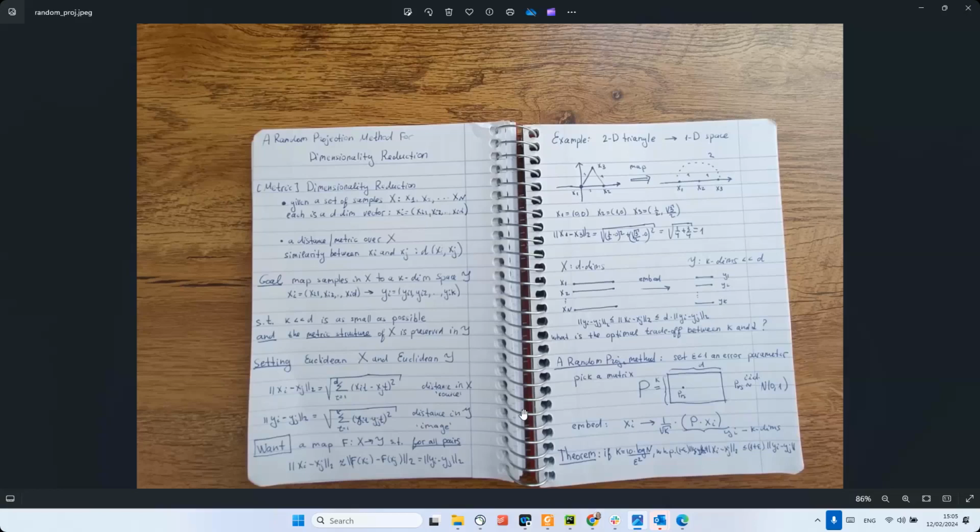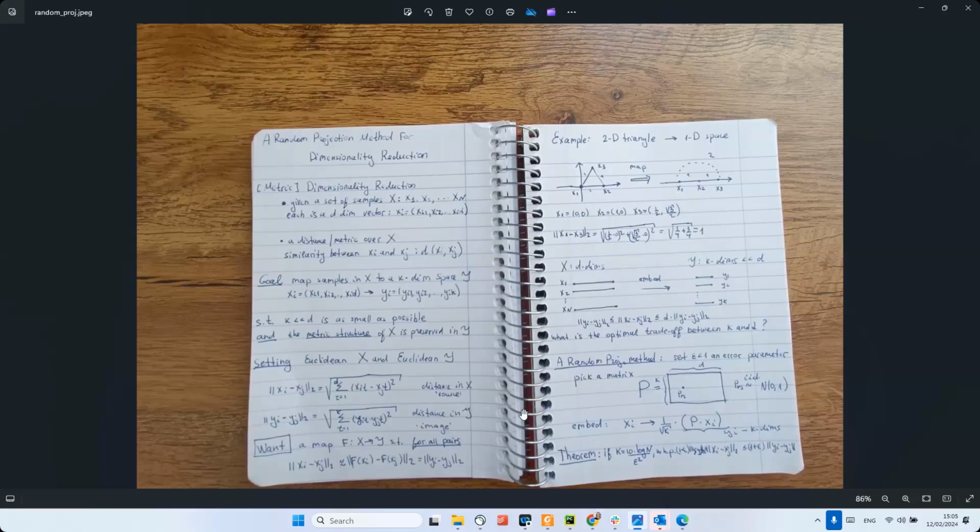And what's the goal of dimensionality reduction? The goal, of course, is to find a map or function that maps the points in X into a k-dimensional space Y, meaning that we want to map d-dimensional vectors into k-dimensional vectors. And we want this k to be as small as possible. But of course, we have to have some objective to optimize over, because we can always reduce into one dimension and lose all the information. So we want to preserve something. In metric dimensionality reduction, we want to preserve the metric structure of X.